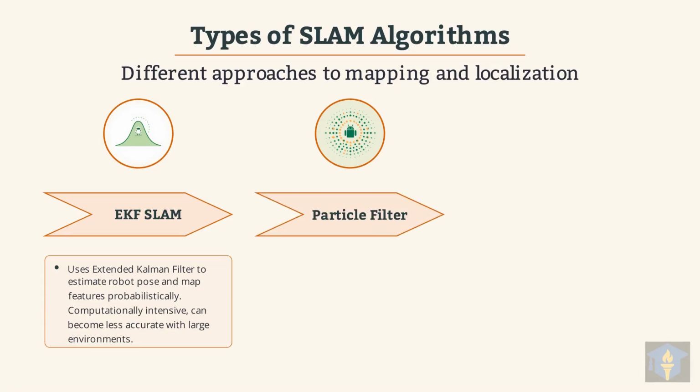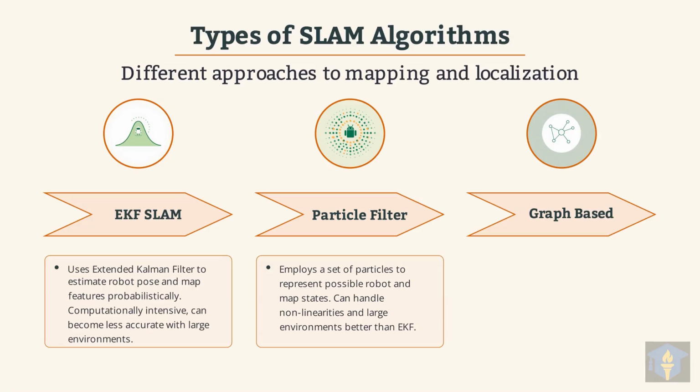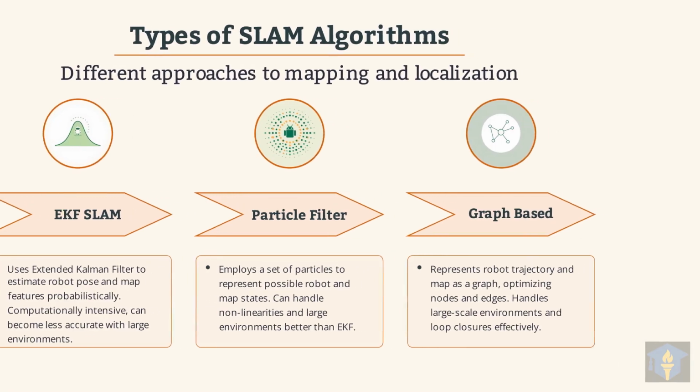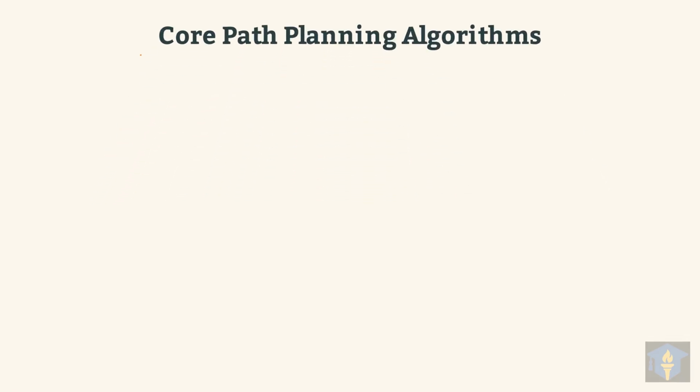Next, we'll examine particle filter SLAM, a robust method for handling uncertainty. This method uses a set of particles to represent possible robot and map states, handling nonlinearities better than EKF. Then, there's graph-based SLAM, a popular choice for large-scale applications. It represents trajectories and maps as a graph, optimizing nodes and edges, which is great for large environments and loop closures.